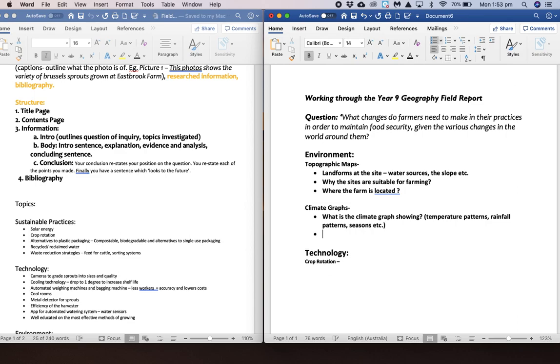In this section, it's probably important for you to use your knowledge about Brussels sprout growing seasons and what conditions are suitable for growing Brussels sprouts, because you'll talk about why these locations are good for growing them. So what makes these locations suitable for growing?